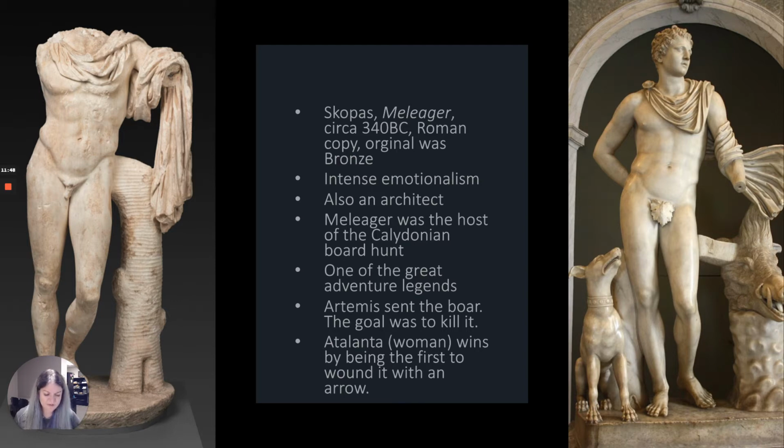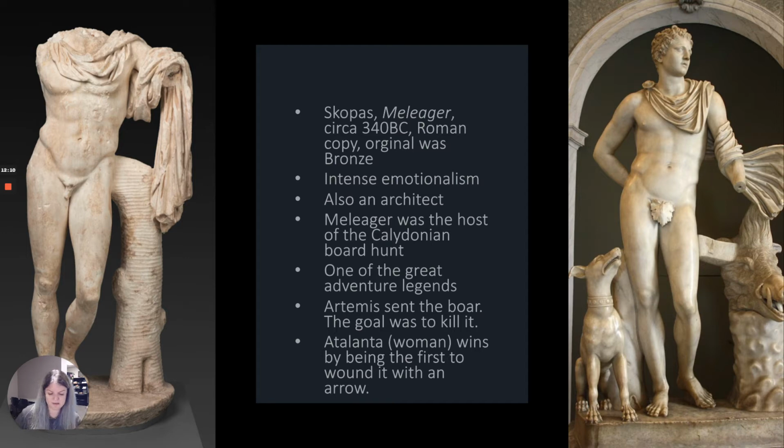Anyway, so Scopas becomes known for intense emotionalism. That is the thing that he is known for. And in this sculpture, this copy, we can see that we do have kind of an emotional face. Look at the shape of his eyebrows, look at his expression. But a lot of his work, which is mostly lost to time, apparently was extremely expressive and extremely kind of over the top and intensely emotional.